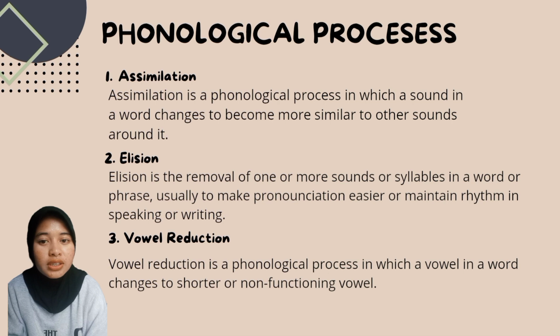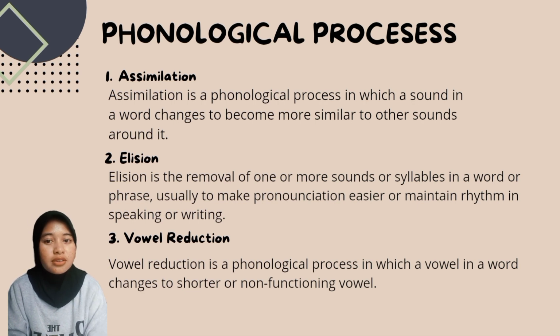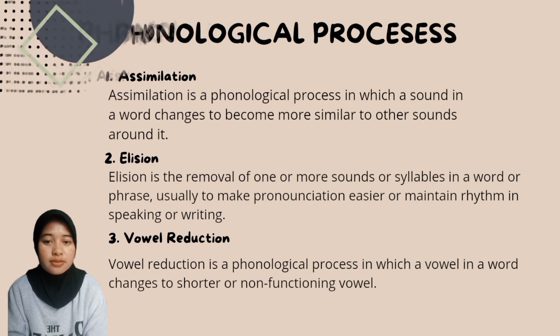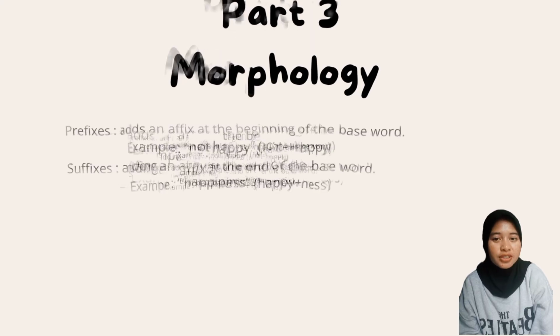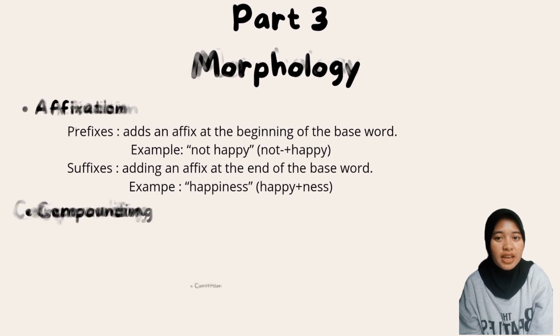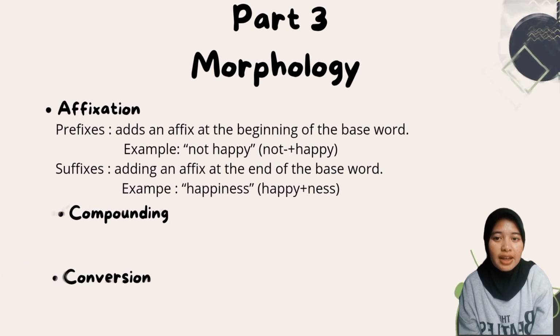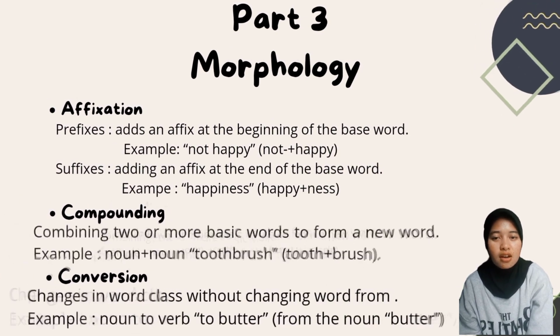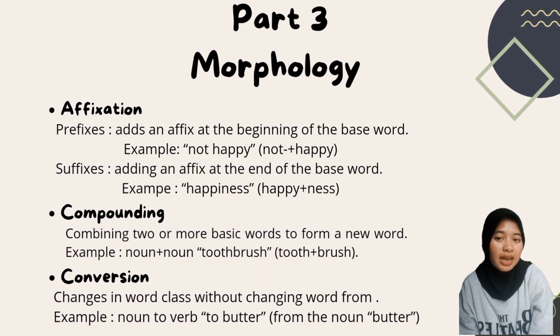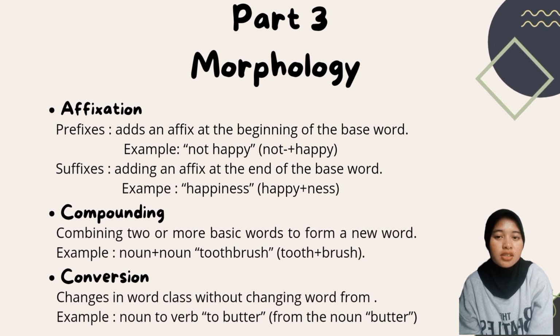The third is vowel reduction. Vowel reduction is a phonological process in which a vowel in a word changes to a shorter or non-functioning vowel. Part 3. Morphology. The first is affixation. A prefix adds an affix at the beginning of the base word. The example, unhappy, un plus happy. Suffixes add an affix at the end of the base word. The example, happiness, happy plus ness.